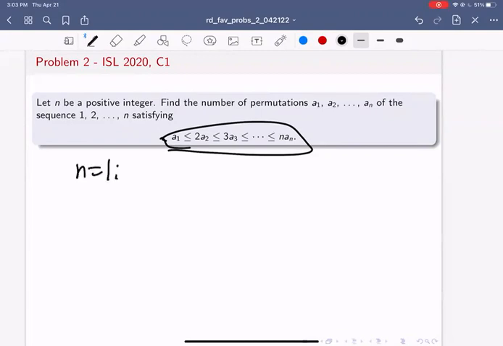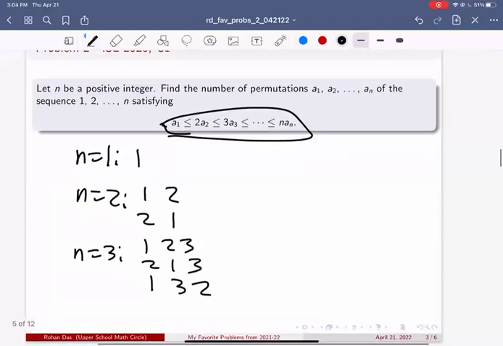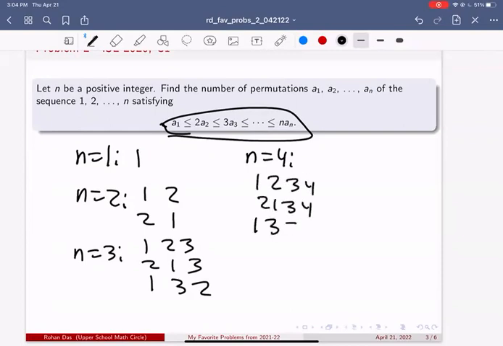For n equals 1, the only permutation is 1. For n equals 2, both the permutations 1, 2, and 2, 1 work. For n equals 3, 1, 2, 3, 2, 1, 3, and 1, 3, 2 all work, but we can see that no other permutations work. And for n equals 4, 1, 2, 3, 4, 2, 1, 3, 4, 1, 3, 2, 4, 1, 2, 4, 3, and 2, 1, 4, 3 all work. And if we continue going to larger n, it becomes a bit tedious to write things out.